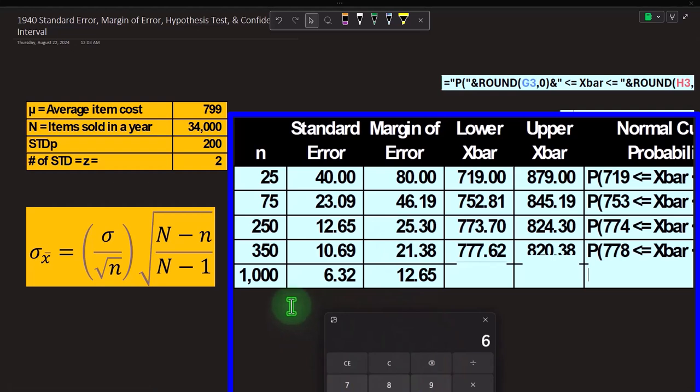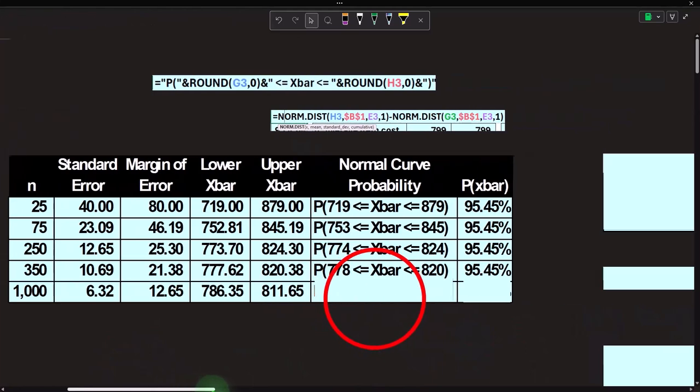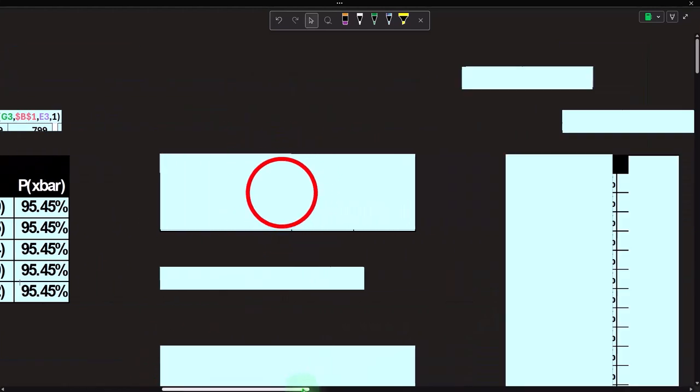So now if I take that 6.32 times 2, we get the 12.65. And then the lower bit is going to be the 799 minus the 12.65. And that's going to be the 786. The upper bit is going to be the 799 plus the 12.65. And then, of course, we're still going to have a range. And under that center point is going to be the 95.45. But we have a tighter graph.